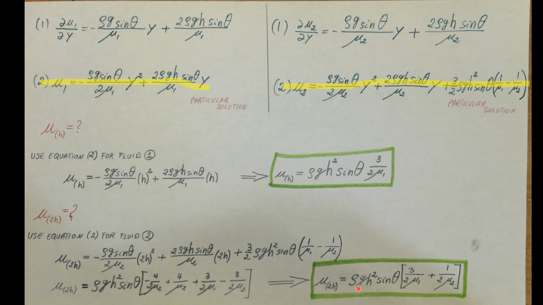Finally, we arrive to our answer, where u at 2h is rho g h squared sine theta, and in parentheses 3 over 2 mu1 plus 1 over 2 mu2. There it is. The two final answers for our long problem.